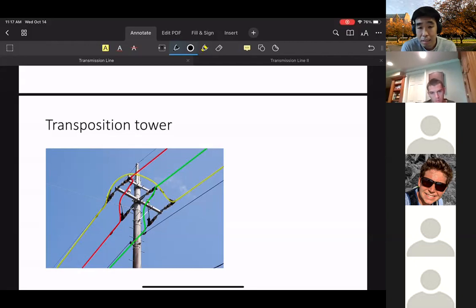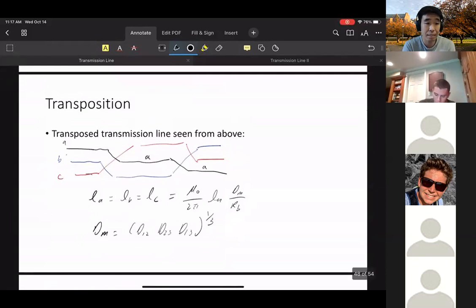What's the D_m, Professor? Can you go back a slide? Sure. So D_m is the distance they have, how far away they are from each other. And if you transpose like this, then we can assume everything is roughly equal distance. This will be more clear once we do an example, where the values come from. For the triangle, all the D's are the same distance, so we can just assume it's just a D.